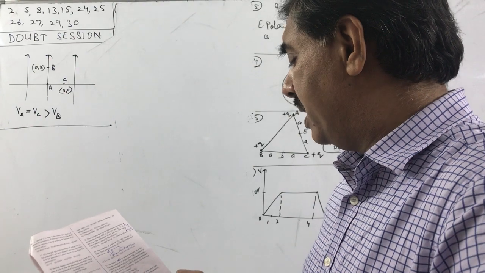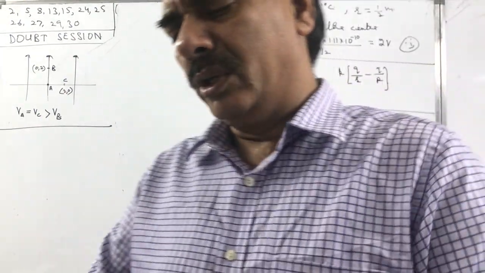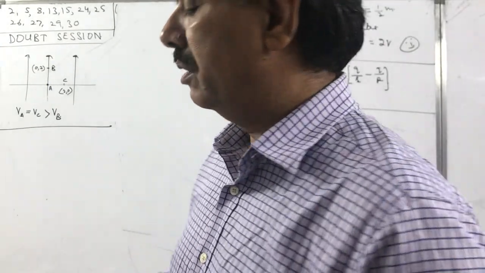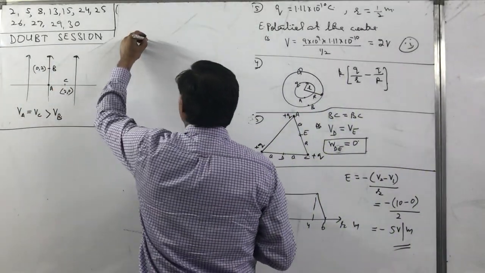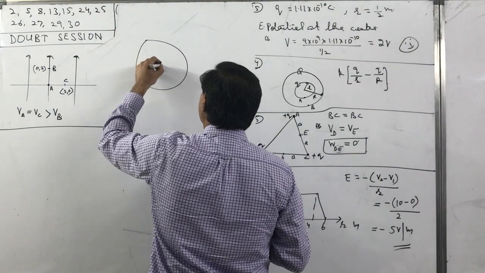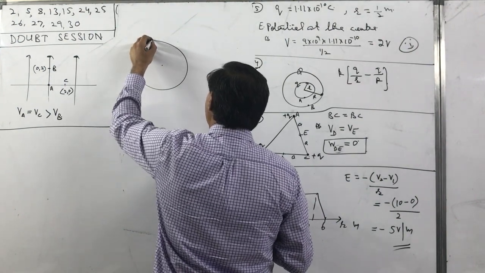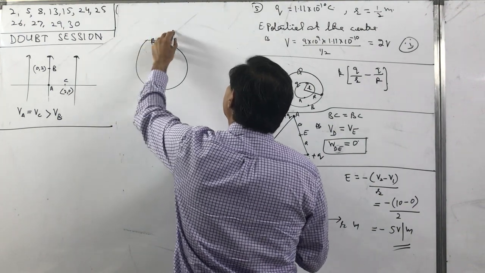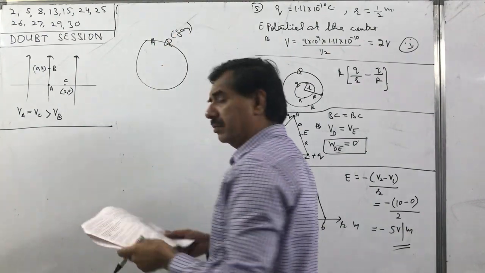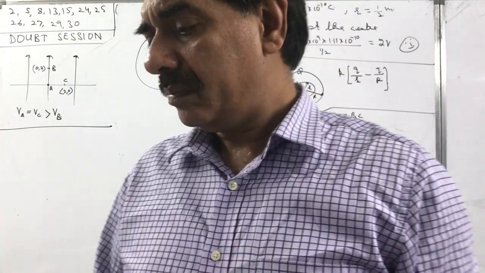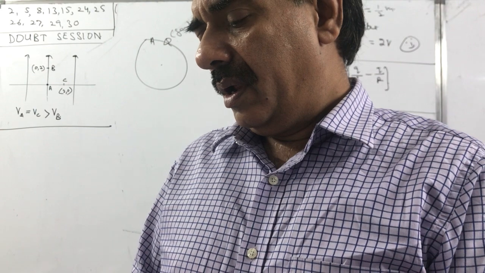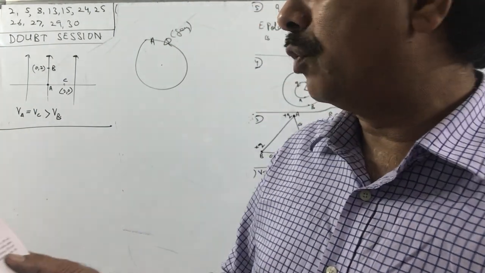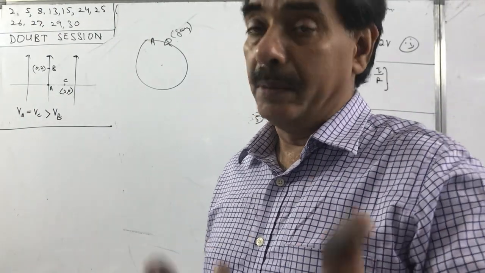Question number 29. Theoretically it will work out. A big hollow sphere is charged to 100 volts. You must have given some charge, right? The electric potential is 100 volts. It must have some charge, say Q. And another small hollow sphere is charged to 50 volts. That also has some charge.